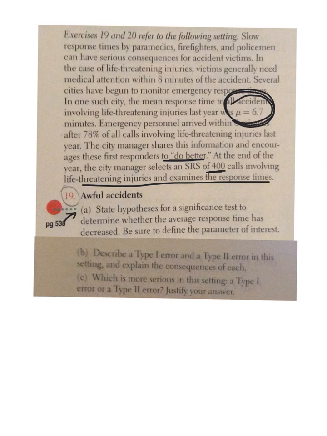So, for letter A, the null hypothesis, H0, is that the average response time, using mu there, is 6.7. And the alternative hypothesis is that mu is less than 6.7. Okay, there's our two hypotheses: null hypothesis and alternative hypothesis.